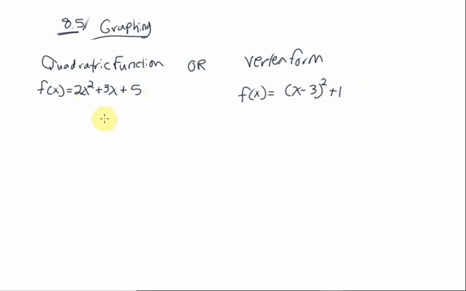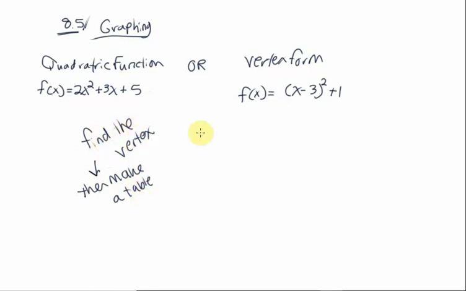Now I'll explain. This way is not. This way, the only way to graph it is to, well, we're going to make a table for both. But when you graph this, you don't know where the vertex is. So you would have to find the vertex, then make a table. So that's actually going to be the same process over here. We're going to find the vertex and make a table, but there's no work to find the vertex. Vertex form is really nice.